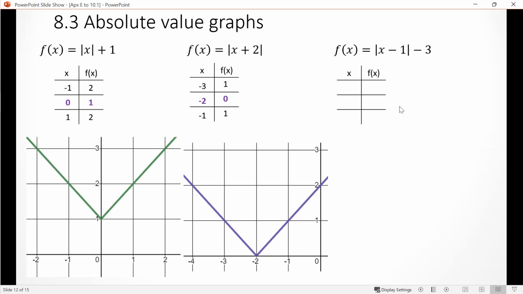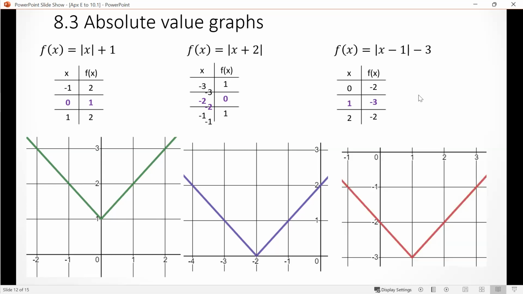Now let's take a look at f of x equals absolute value of x minus 1, minus 3. To think about the x's we want to plug in, we just need to look at the absolute value portion. The smallest this can be is 0, and that's going to happen when x is positive 1. So we're going to pick x as positive 1 and then some points on either side of that. So we got 0, 1, and 2. And then for our outputs, we'll plug them into our function, and we get those as our outputs, which makes our function look like this.